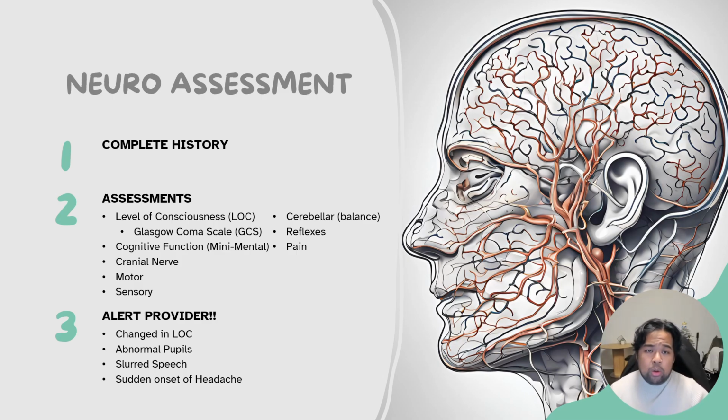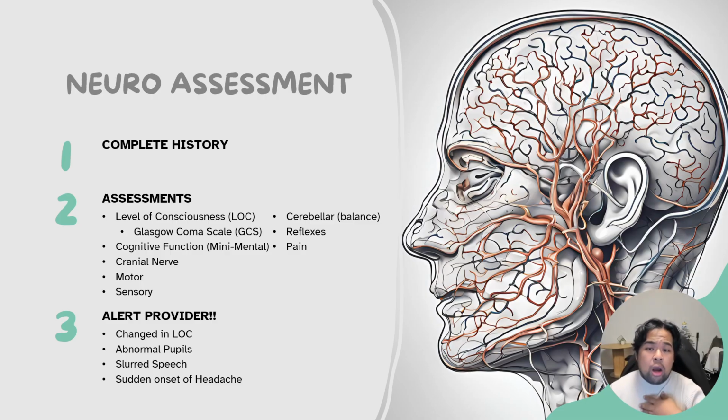And then again, you want to focus on that level of consciousness. One of the main tools we use for that is called the Glasgow Coma Scale, the GCS. Be familiar with that. One of our general rules in emergency or critical care is if GCS is less than 8, you're going to intubate. And then here are some other tools, like the mini mental, and other things that you're going to be assessing, the cranial nerves, motor, and sensory.